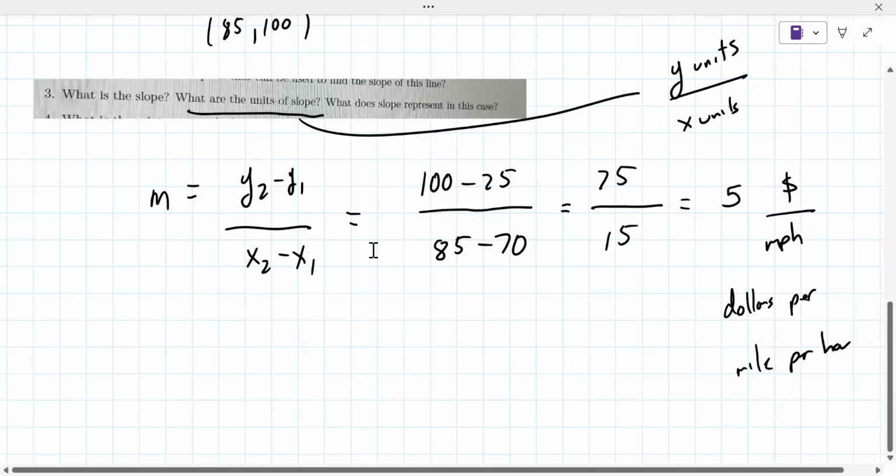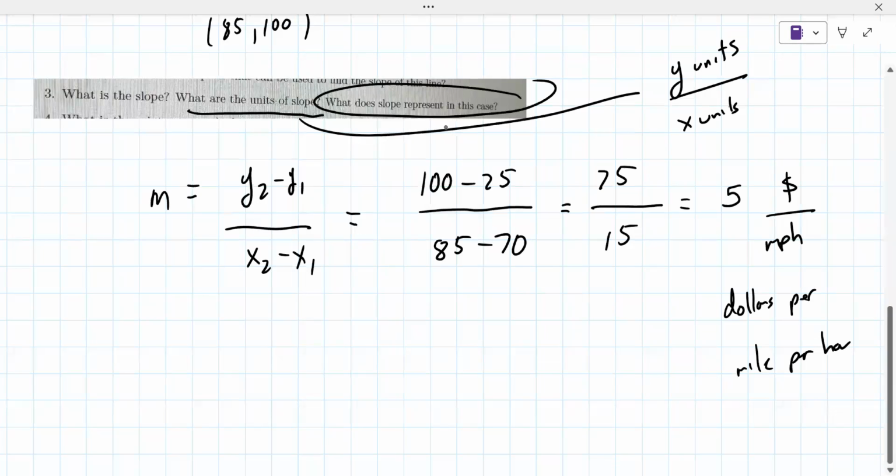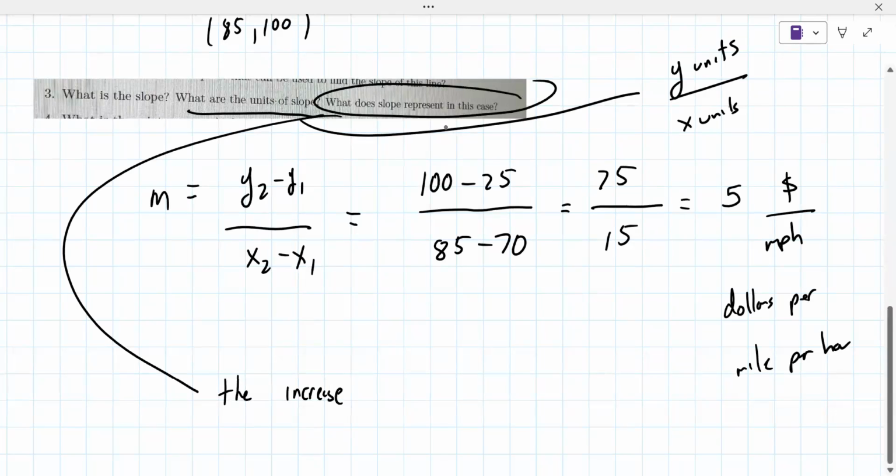All right. What does the slope represent in this case? We still haven't answered that. The slope represents the increase, because it's positive. It's the increase in the fine for every mile per hour. So every time you go up another mile per hour, it's another $5. Another mile per hour, it's $5.